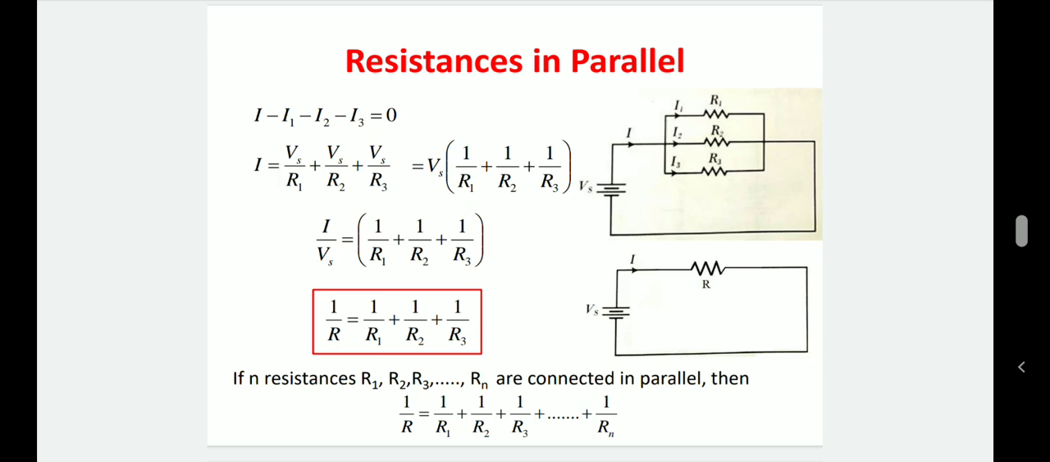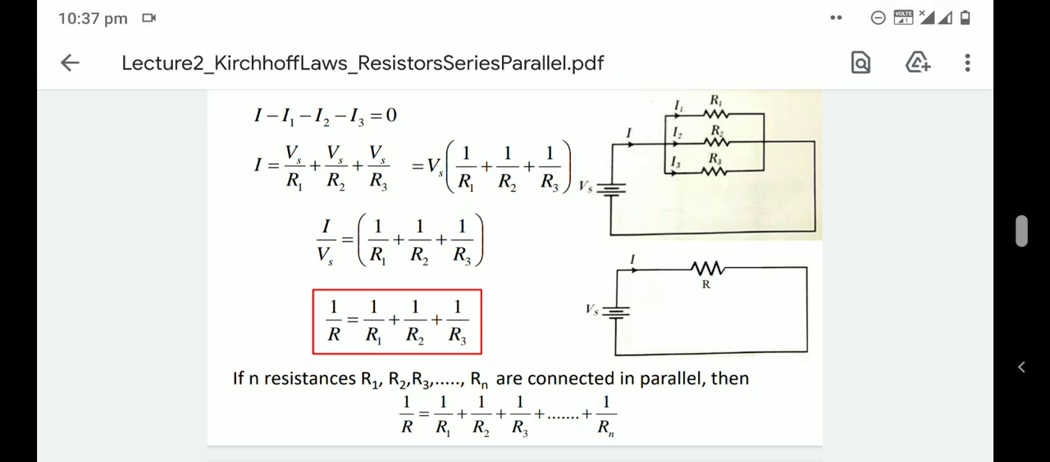So here we need to apply KCL at the node. At which node? Here. This is a node. So at this node we will apply Kirchhoff's current law. Kirchhoff's current law says that the algebraic sum of currents at a node will be 0. Or we can say that the sum of entering currents will be equal to the sum of outgoing currents. So according to Kirchhoff's law, we can write I is equal to I1 plus I2 plus I3.